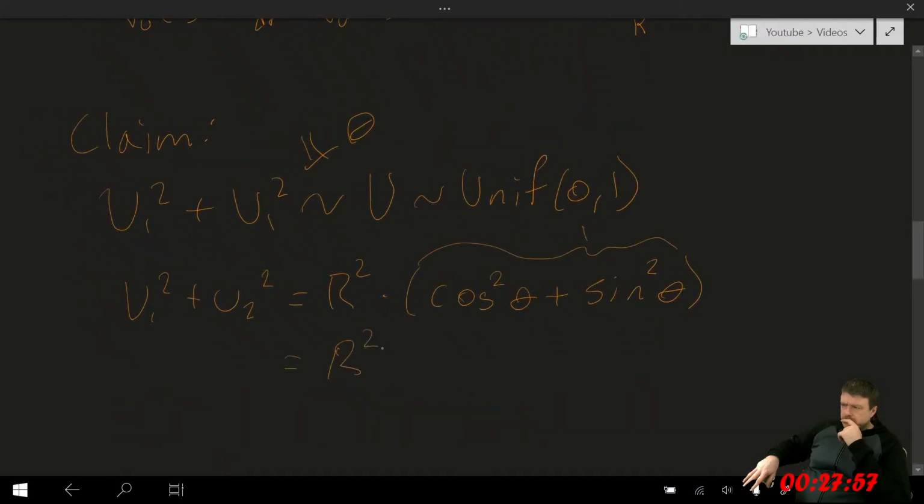So this is equal to the radius squared, but the radius squared has the same distribution as some uniform, or r has the same distribution as the square root of some uniform. So this square has the same distribution as the uniform. Also we know that r is independent of theta, which means that a function of r will still be independent of theta. So this claim is also correct.